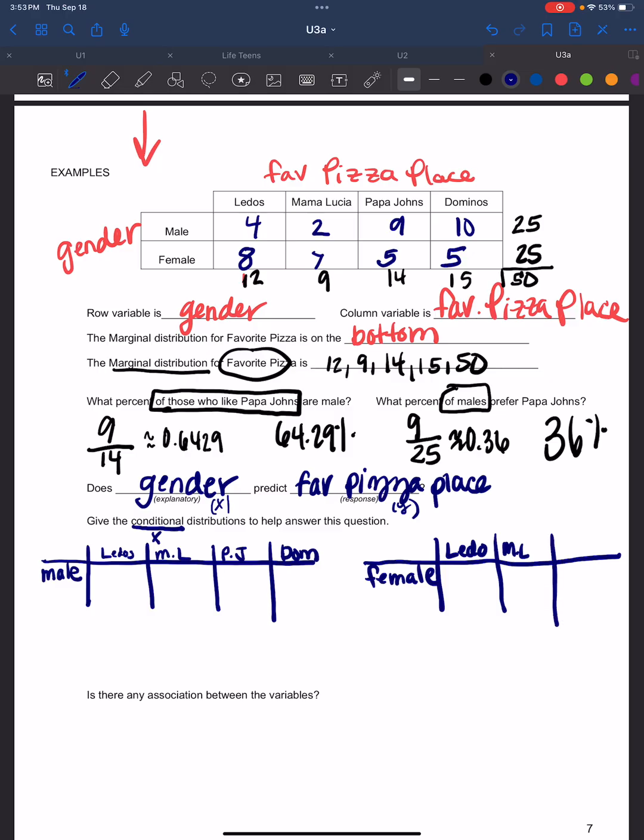Oh my gosh, I'm going to run out of room. Okay, that's really bad. Okay. Oh, dear Lord. It's fine. It's going to be fine.